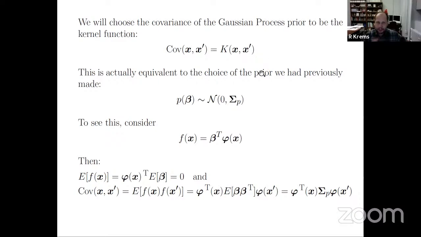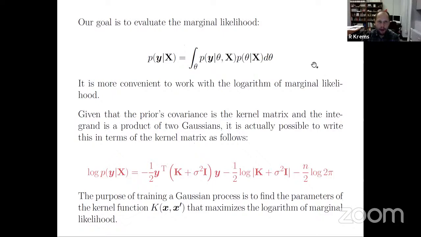So what we now see is that the kernel of the reproducing kernel Hilbert space that we talked about in our first meeting is nothing else than the covariance of the Gaussian process prior. Okay. Now our goal is to evaluate the marginal likelihood, which is this integral here. It's actually more convenient to work with the logarithm of that. So we're going to be dealing with the logarithm of that.